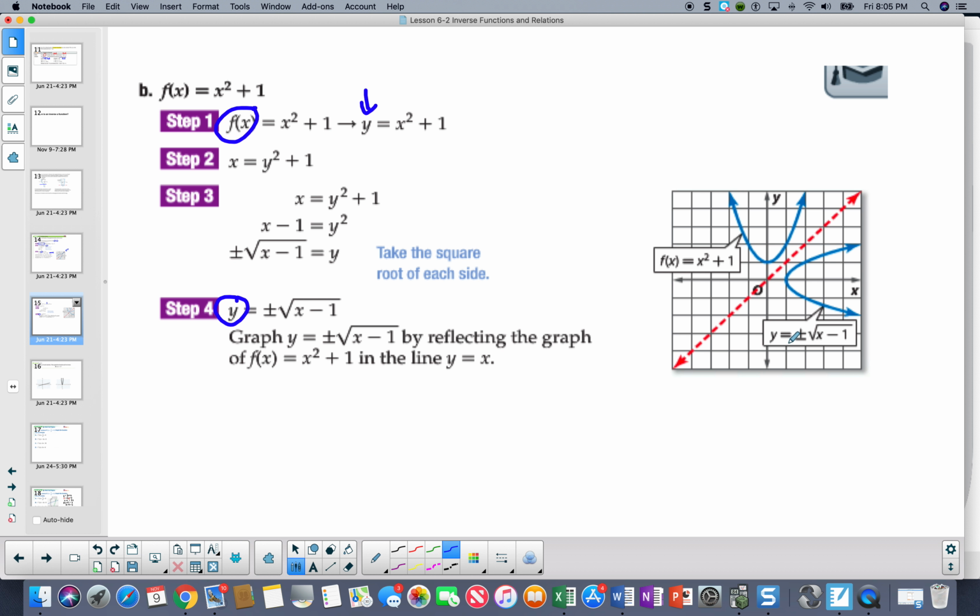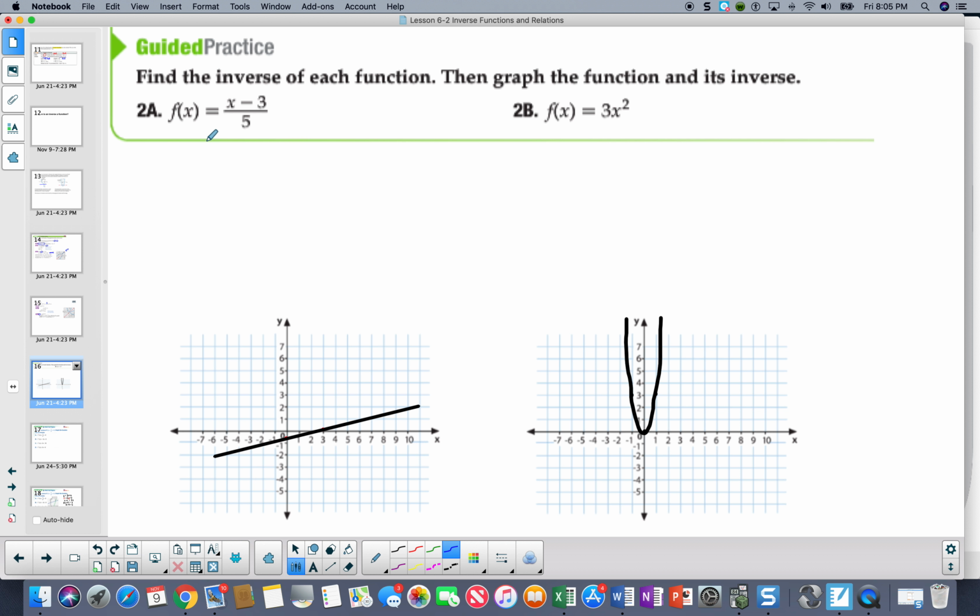but all they did here was just write y here. And when you graph it, you can see that this is a relation. It's not a function because it doesn't pass the vertical line test. All right, let's go ahead and practice from scratch.